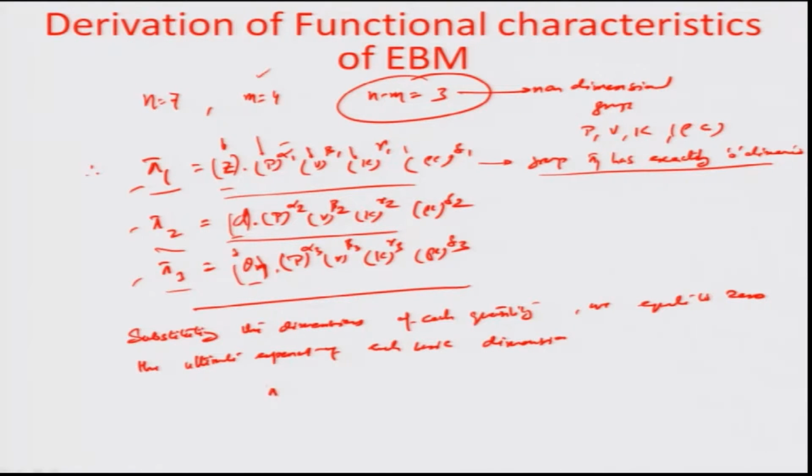I already mentioned that pi i's are non-dimensional groups or non-dimensional numbers. Okay. So, let us look at what happens to individually these equations. Okay. So, we have, for example, in the first case pi 1 case, we have z times p to the power alpha 1, v to the power of beta 1, k to the power of gamma 1, rho c to the power of delta 1.